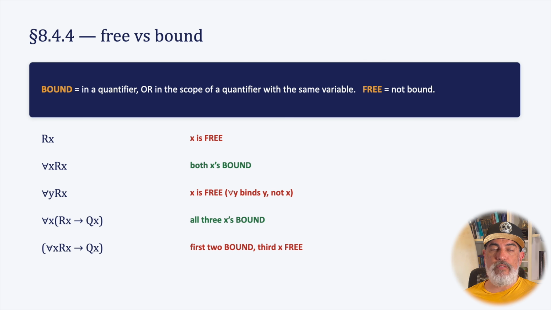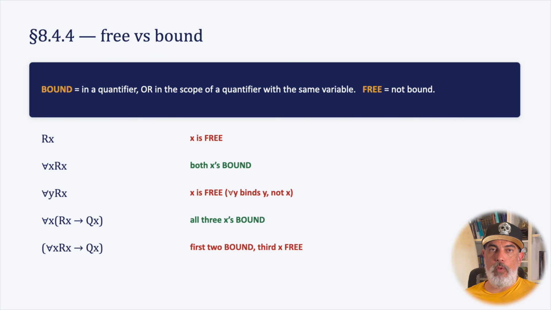Now we say an occurrence of a variable is bound if it's stuck to a quantifier, or it's in the scope of a quantifier that has that same variable. And if it's not bound, we call it free. Some examples: the x in Rx is free because there is no quantifier. The x's in for all x Rx are both bound. The first one is bound for the first part of our definition because it's stuck to a quantifier. The second one is bound because it's within the scope of that quantifier and that quantifier is stuck with that same variable.